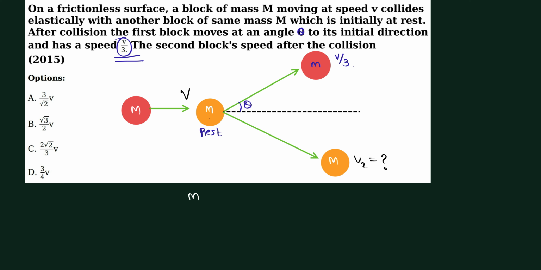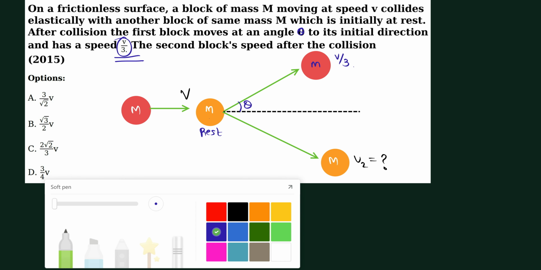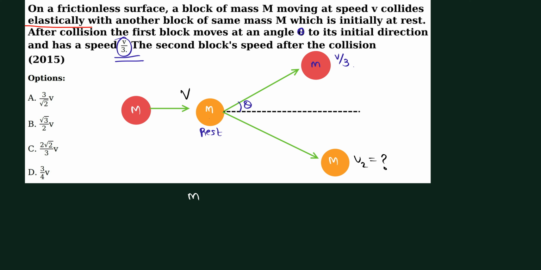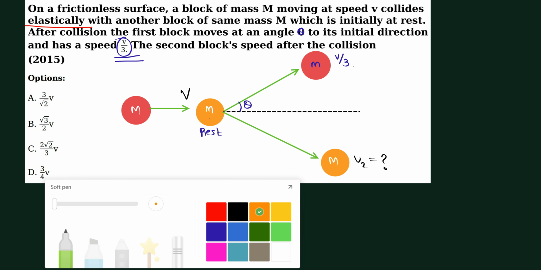Here we represented it in this figure. The first block moves with the velocity V and collides with the second block which is at rest. After collision, both the blocks move at some angle theta with the horizontal direction, and the first block moves with the velocity V by 3. We need to find the velocity of the second block after collision. It is given that this collision is elastic, meaning kinetic energy before and after remains the same. Use the conservation of kinetic energy formula, so please solve this question.